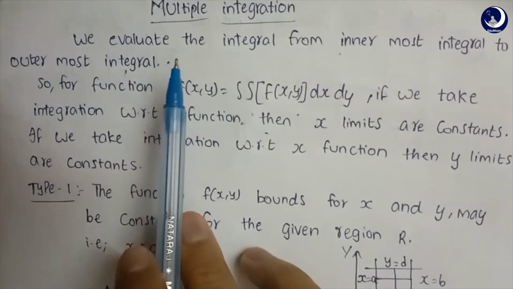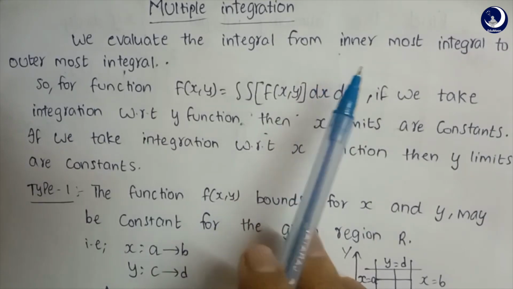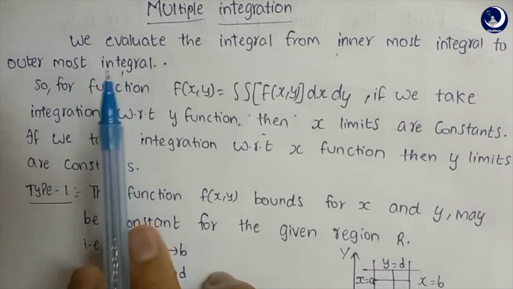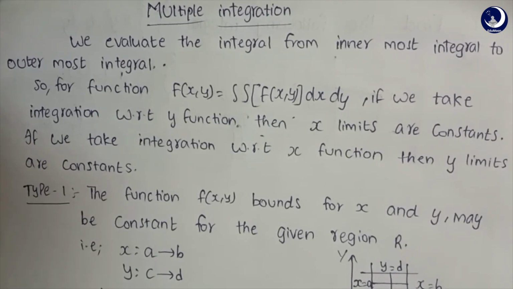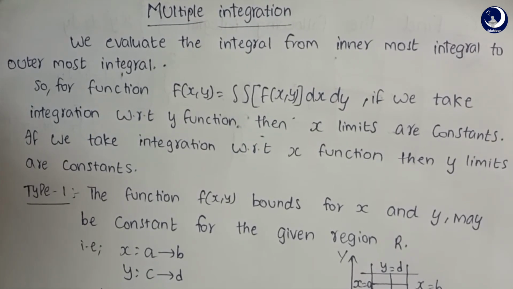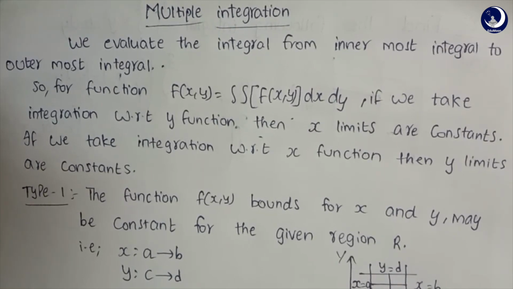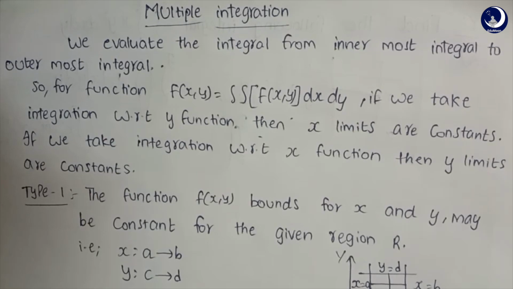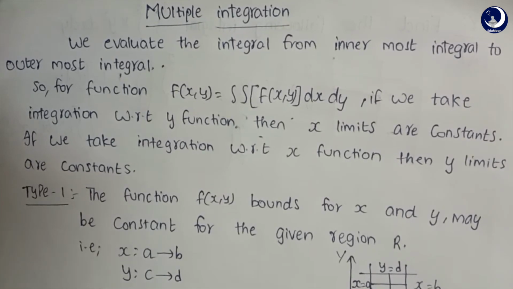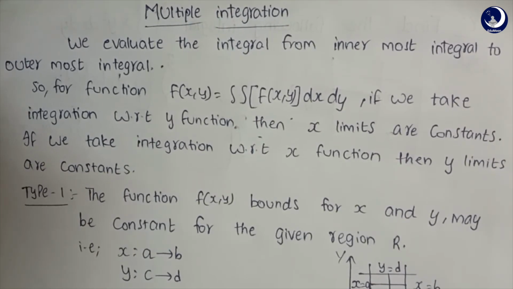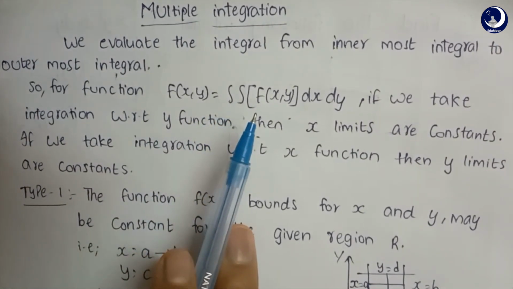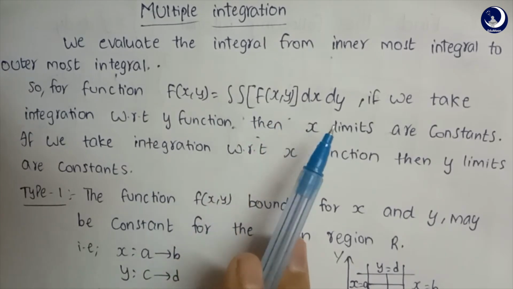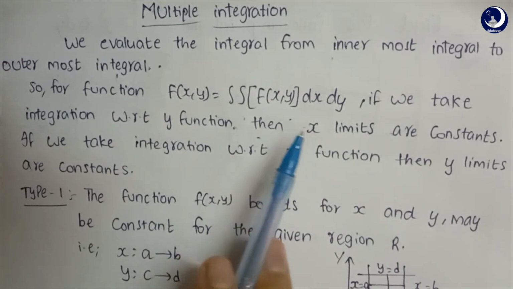Here, we evaluate the integral from the innermost integral to the outermost integral. That means we must take 2 functions. For every function there are limits, an upper limit and a lower limit. So for every function we must integrate one after another. First use one function with its upper and lower limits and integrate. After that, the other function. So for a function f of x comma y, the double integral of f of x comma y dx dy, that means here there are 2 functions.